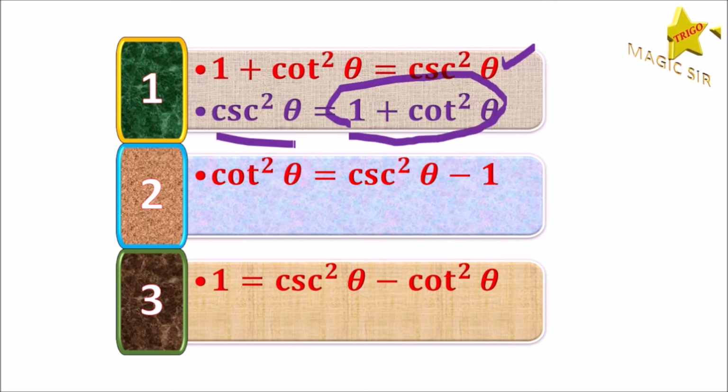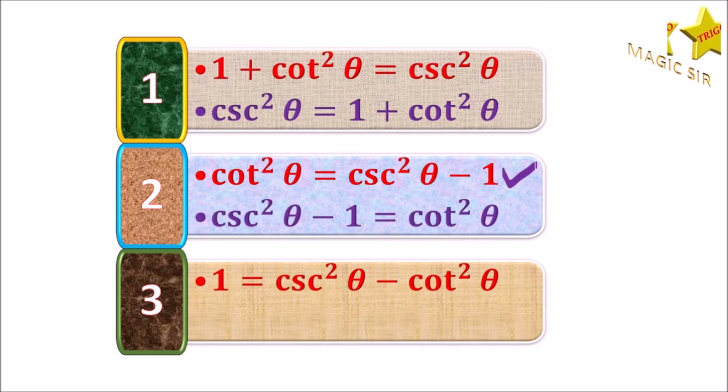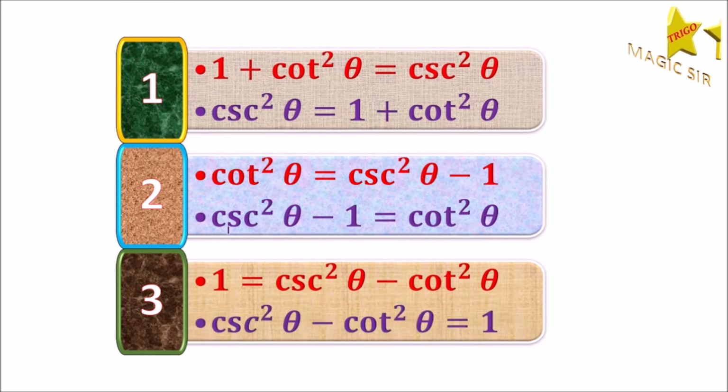Second, cot square theta equal to cosec square theta minus 1. See the animation. So we can write cot square theta in place of cosec square theta minus 1. And last, 1 is equal to cosec square theta minus cot square theta. So we can write cosec square theta minus cot square theta is equal to 1. These are 6 different forms of 1 plus cot square theta equal to cosec square theta.